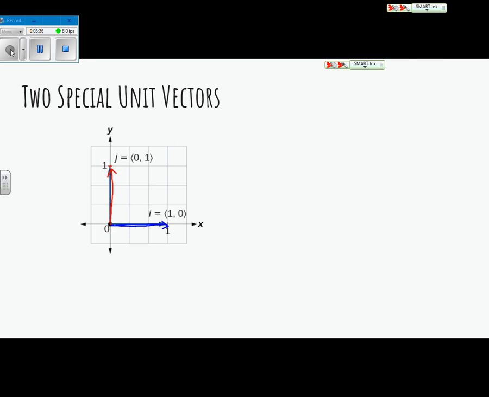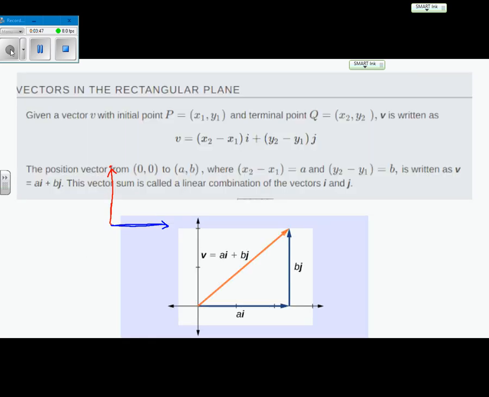Both of them are 1 unit long, and they're both really nice because they go 1 unit in either the positive direction to the right or the positive direction up. Keep that in mind. Because now that we have these 2 special unit vectors, i and j, we're going to be able to rewrite vectors in a different form. Some books call it linear combination form. They just say using vectors i and j.